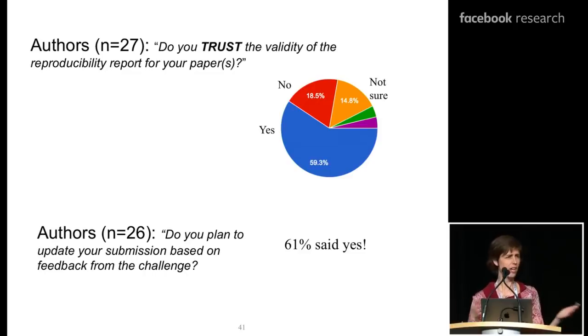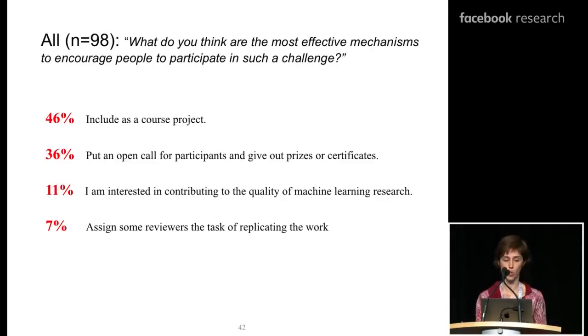Perhaps that's not that far off from what we think of the reviewers' comments. We asked the authors, do you plan to update your submission based on feedback from the challenge? 61% said yes. Either we will change something in the paper, or we will release code. This has prompted us to essentially change what we were reporting. And roughly 30% of the papers that were involved in the challenge were eventually accepted at ICLR. We weren't able to measure if that was a factor in the decision, but certainly based on the authors' response, we can presume that it was helpful in terms of improving the quality of the scholarship.